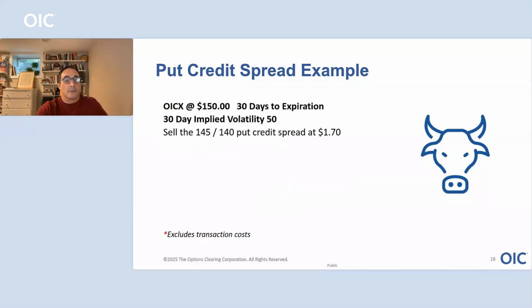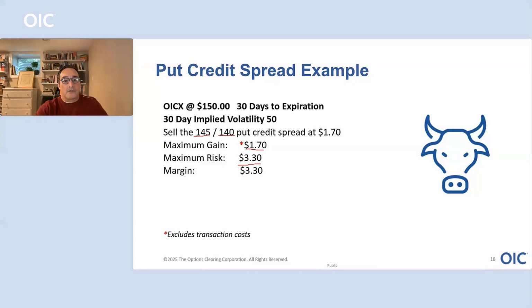So if we put this position on, we take in $1.70 to sell the 145/140 put spread. That is our maximum gain. That's the most we can make on this position. The maximum risk, once again, is the difference in strike. The difference in strike in this case is $5 again, the difference between 145 and 140, less the 170 we took in. When we do the math, it gets us to $3.30. So the most we can make is 170, the most we can lose is 330.